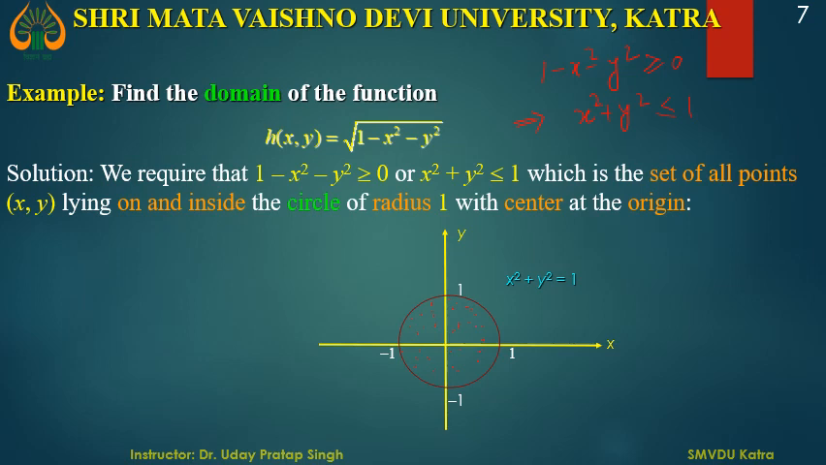and also all the points on the circumference of the circle, right? It means all the points within the circle and on the circumference of the circle. This is the domain of h(x, y), right?